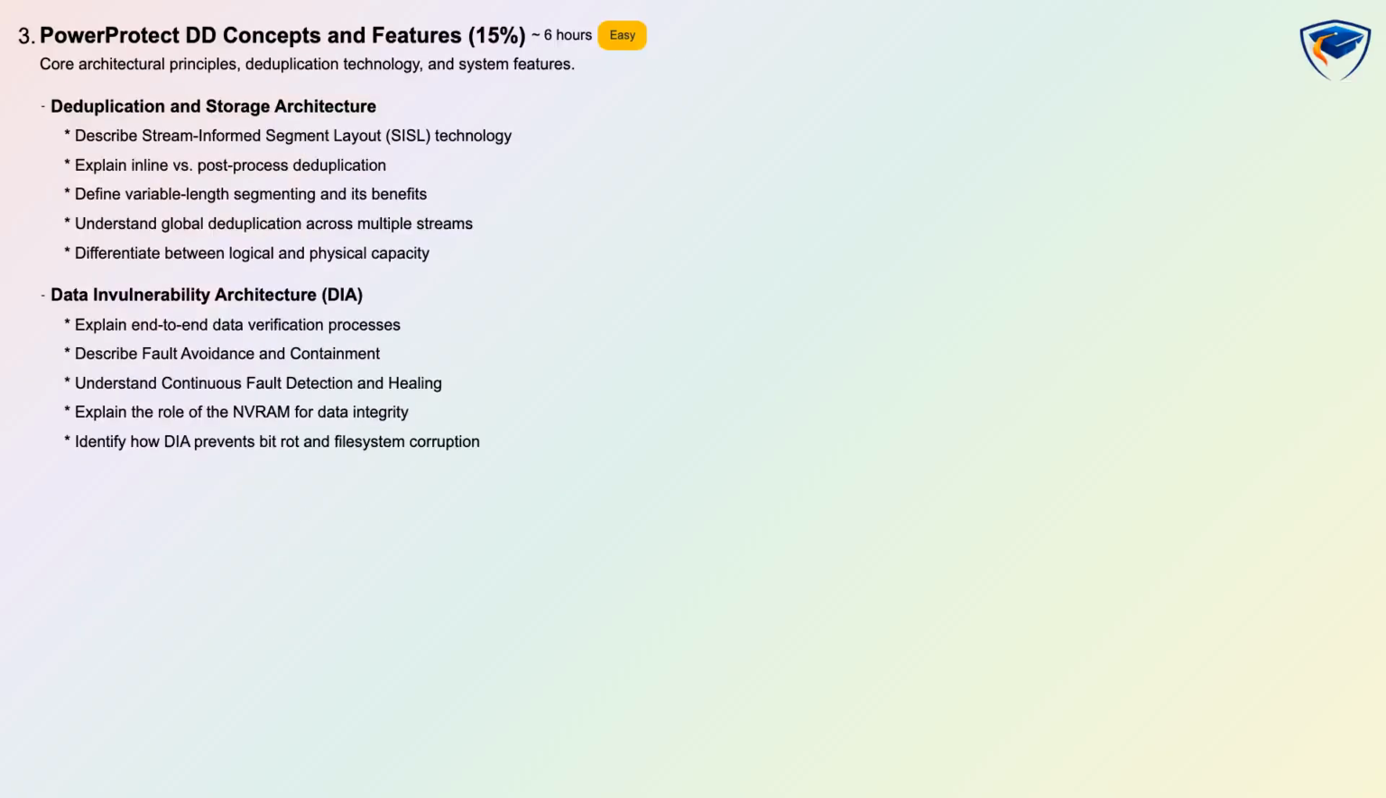PowerProtect DD concepts and features accounts for 15% of the exam and is rated easy with about 6 hours of learning and mixed conceptual and scenario-based questions. This domain covers core architecture and deduplication technology, including stream-informed segment layout or SISL, inline versus post-process deduplication, variable length segmenting, and global deduplication across multiple streams.